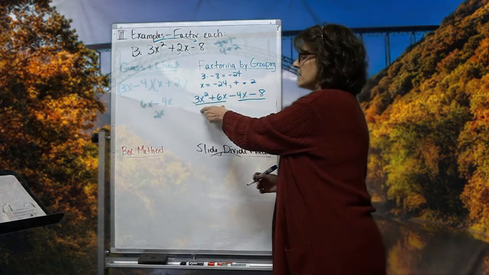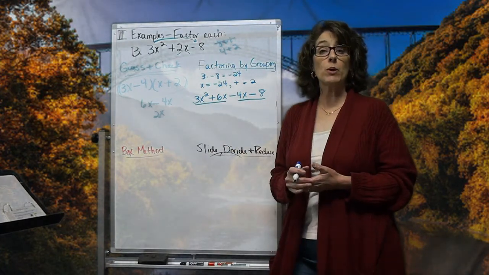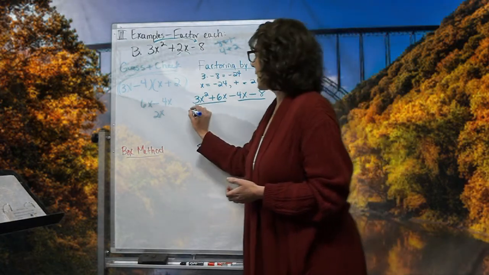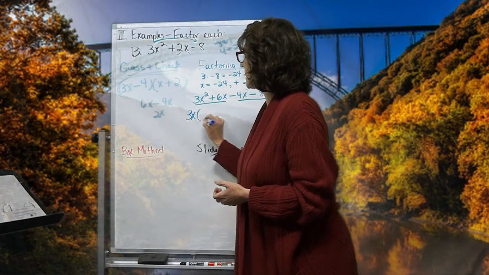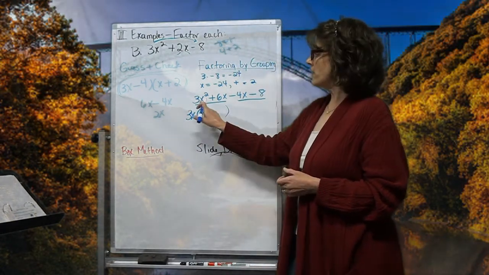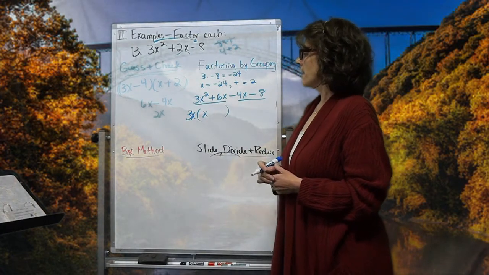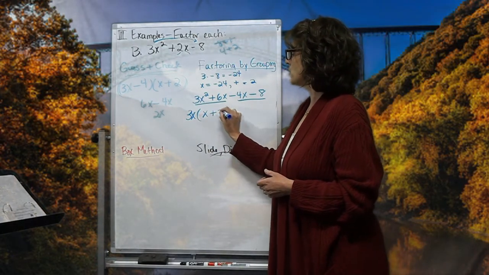Now, when I pair these up, I'm going to look at them and say what's common that I can divide out. I can certainly divide a 3 and an x out of both of them. Divide the 3x out of here, I'm left with an x. Divide the 3x out of here, I'm left with a 2.